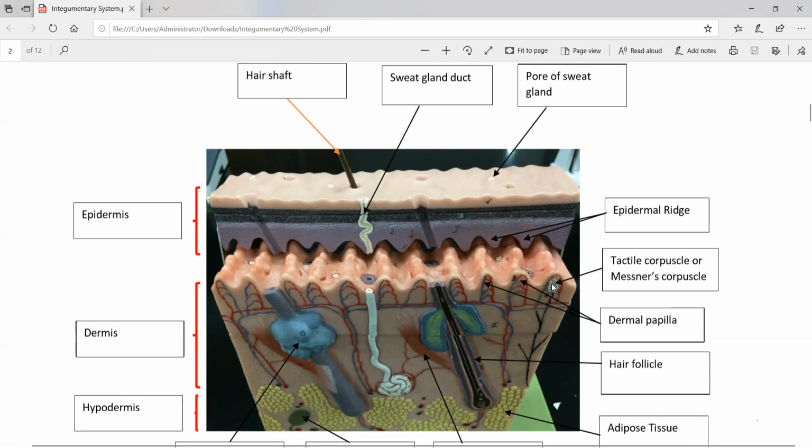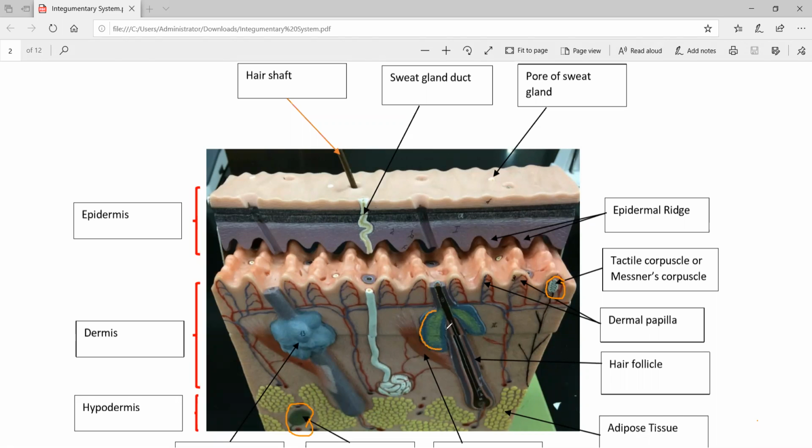Okay, this corpuscle at the top here. I'm going to get my pen again because sometimes it's kind of hard to see this one. So that one, it looks like a little flower sitting on a stem. That is your tactile corpuscle, also called your Meissner's corpuscle. And this one down here that looks like a layered onion, that is your lamellated corpuscle, also called your Pacinian corpuscle. Then we have the sebaceous gland.